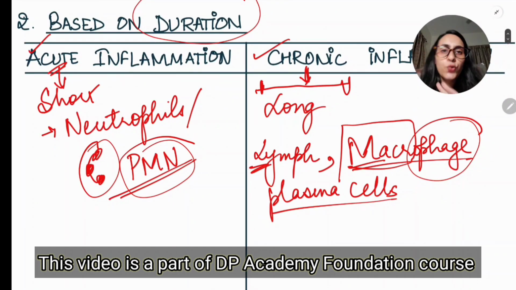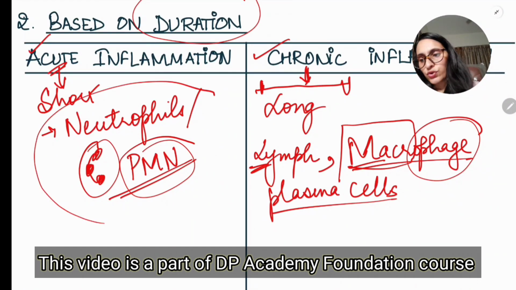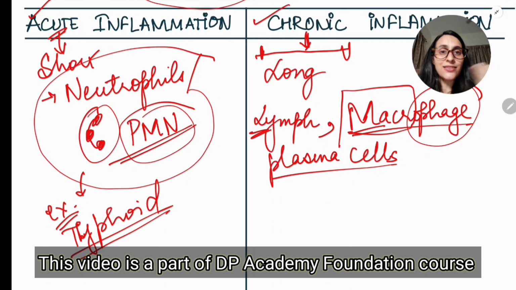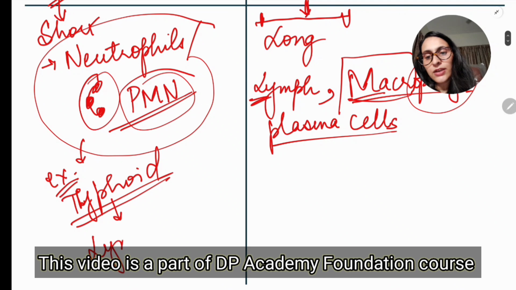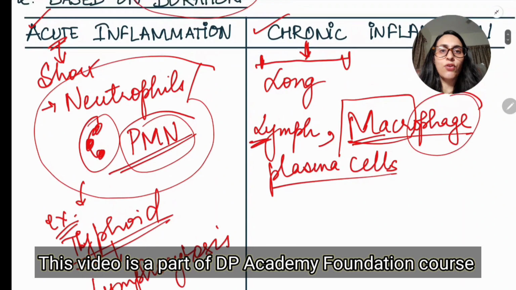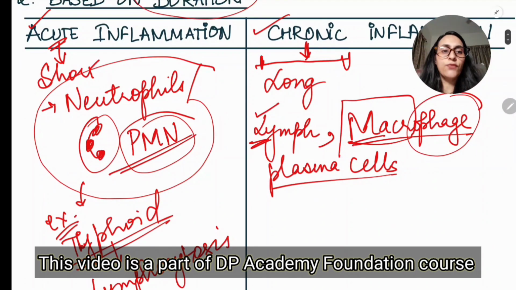All of the acute inflammation shows the neutrophils, but we have an exception over here, and that exception is typhoid. In typhoid, it is an acute inflammation, but it does not show neutrophils. Instead, it shows lymphocytes, and that is why it shows the relative lymphocytosis. While on the other hand, all the cells of chronic inflammation are lymphocytes, macrophages, or plasma cells.